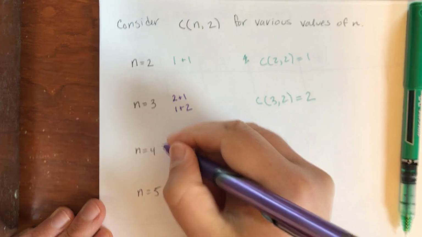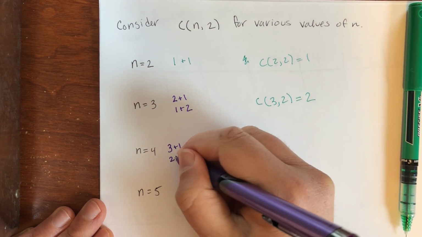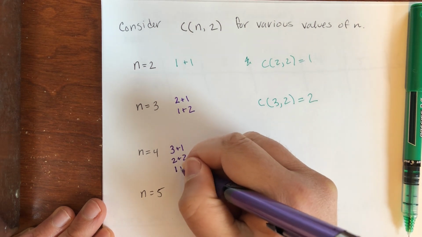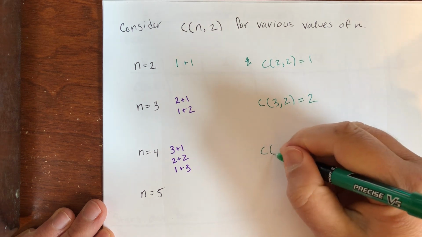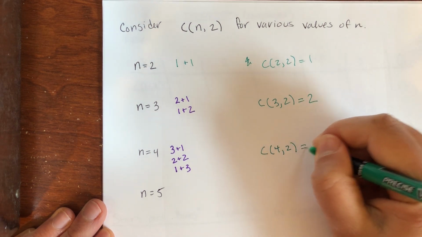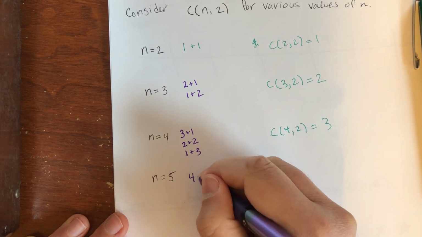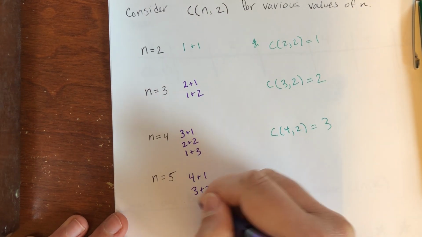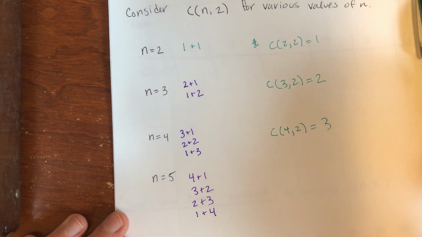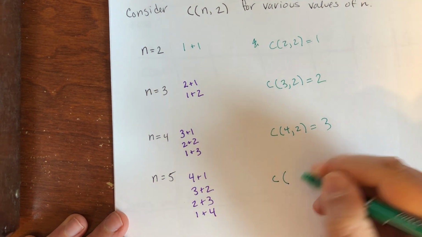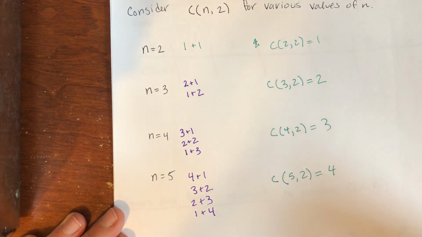When n is equal to 4, we can either have 3 plus 1 or 2 plus 2 or 1 plus 3. So there's a total of 3 compositions of 4 into 2 parts. And when n is equal to 5, we could split it up as 4 plus 1, 3 plus 2, 2 plus 3, or 1 plus 4. So the number of compositions of 5 into 2 parts is 4.